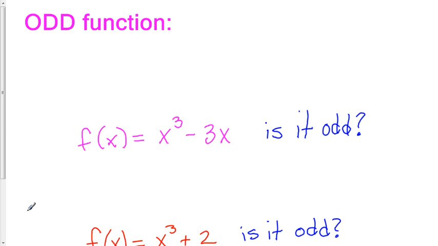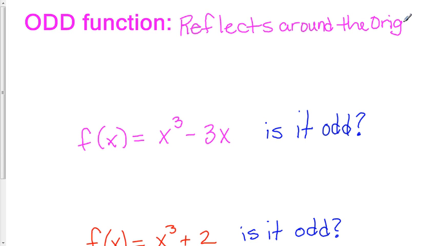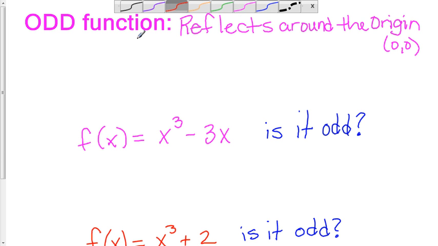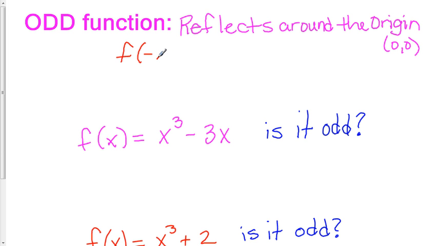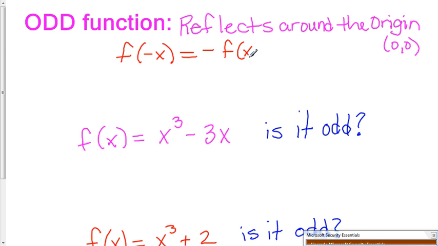All right then. Second type, it's not an even function, it could be an odd function. An odd function reflects around the origin, the coordinate (0, 0). And it says that f of negative x is the same function as the opposite of f of x.